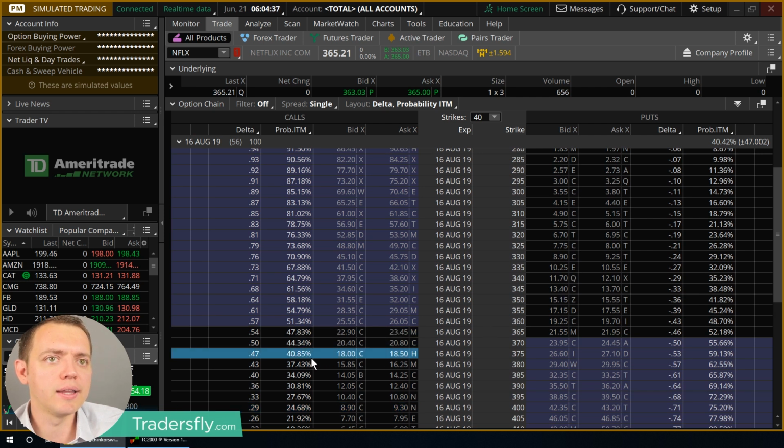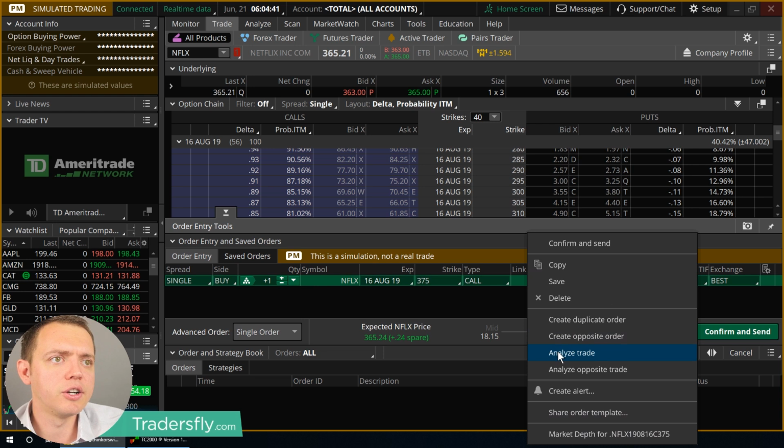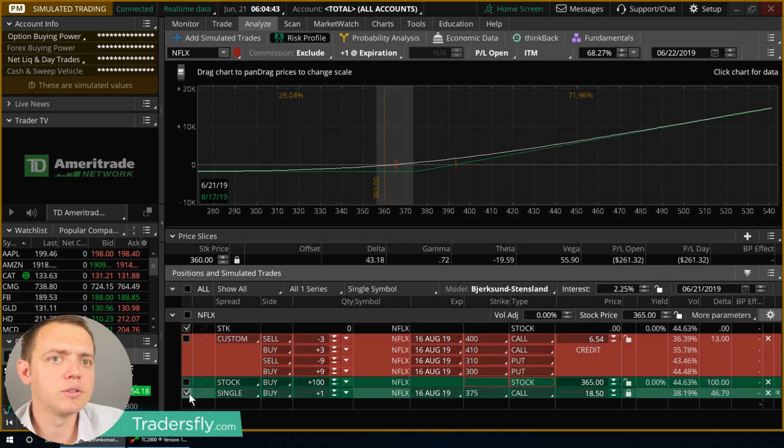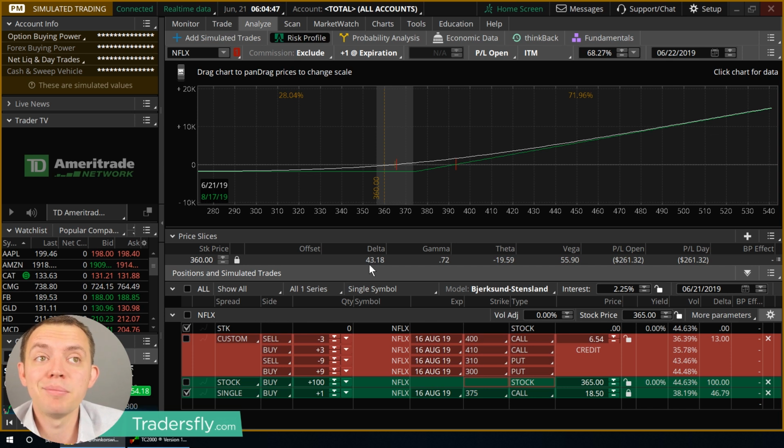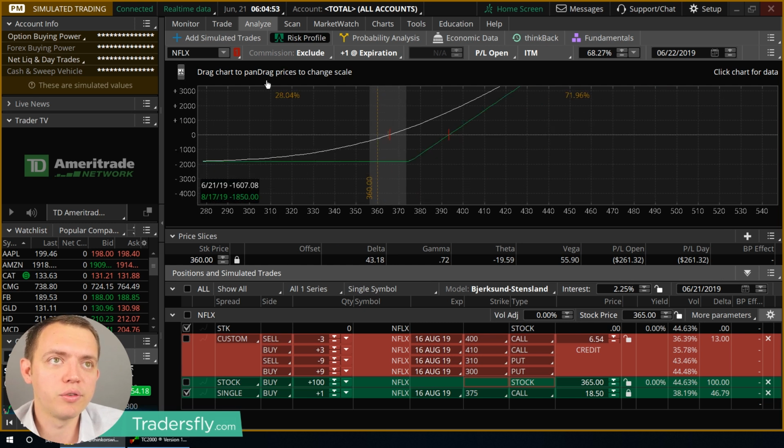So if I go ahead and let's say buy a single, and I go ahead, there you go. You can see that single right there. You got a delta of 43. So what does that mean? That means for every dollar move, I make $43 or lose $43. If it goes to the upside, because I'm positive, I make 43. If it goes down, I lose 43.